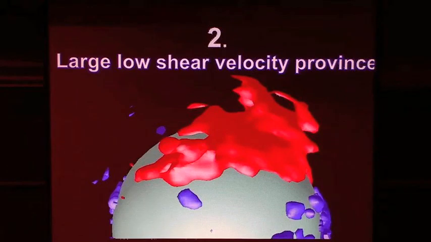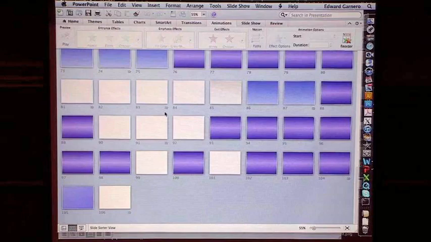I'm wondering what kind of anisotropy is D double prime. If it's radial anisotropy, it's kind of... So the question is, what kind of anisotropy is D double prime? We don't know, is the answer.